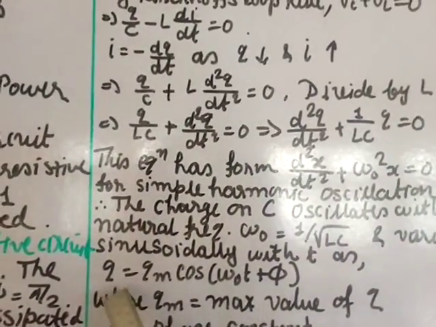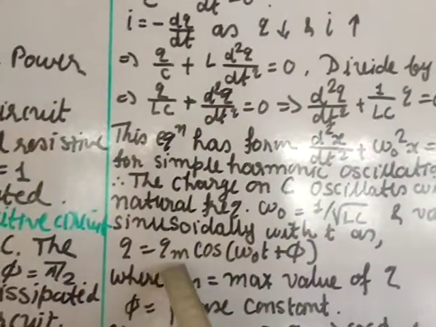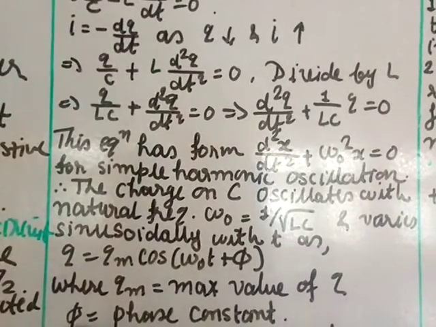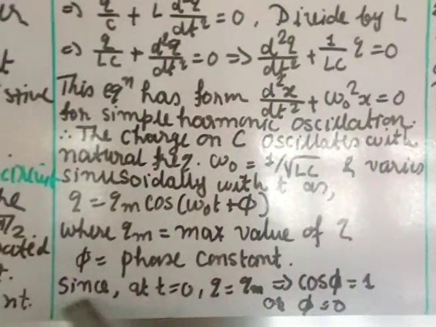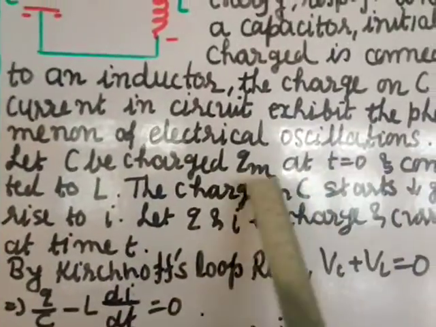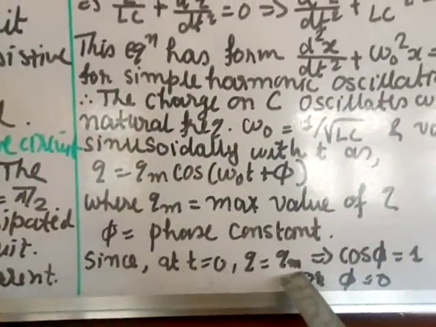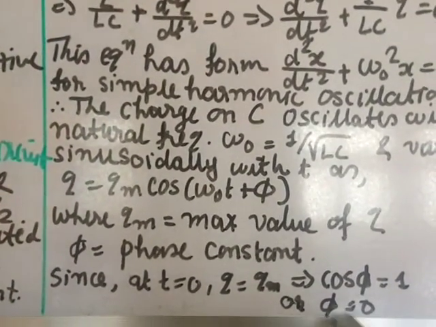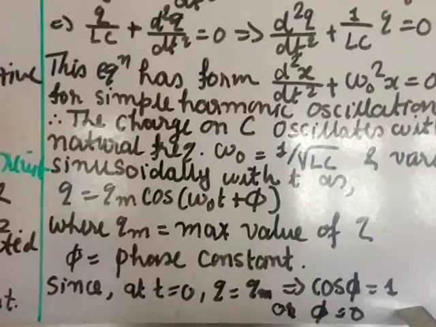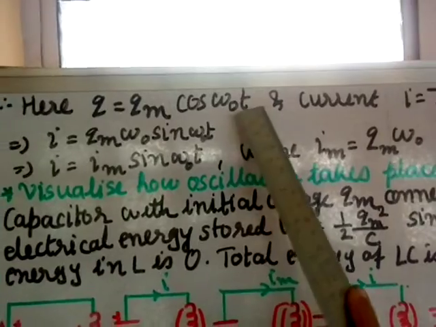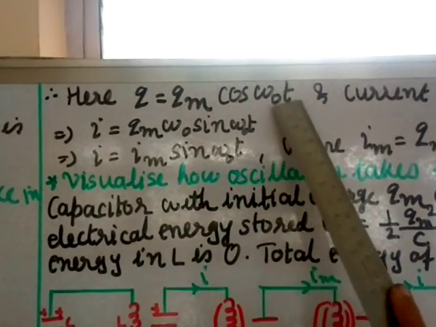So the solution for this equation is Q equal to Qm cos of omega t plus phi, where Qm is the maximum value of Q and phi is a phase constant. Since at t equal to 0, Q is equal to Qm, as we have already assumed, cos phi is equal to 1. That means phi is equal to 0, since only when phi is 0 will cos phi be 1. So in this case Q is equal to Qm cos omega naught t.